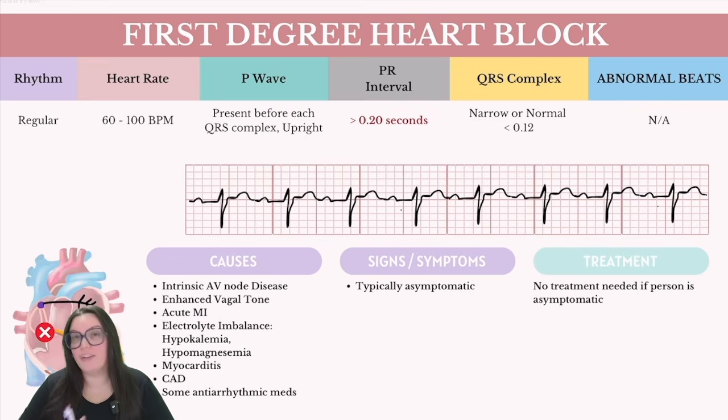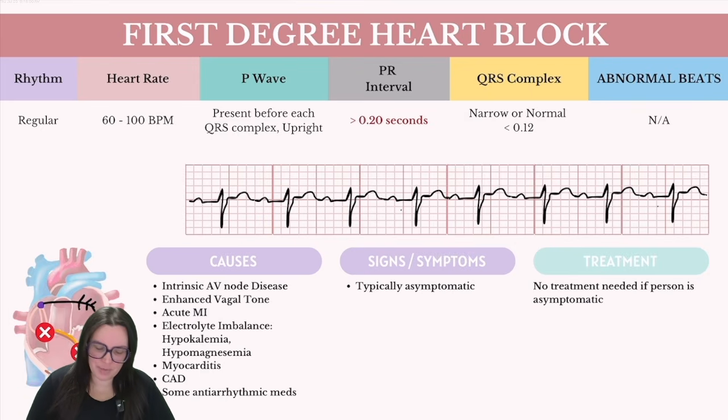Otherwise, everything's normal here. You're not going to see any drop beats. There's going to be no irregularities in this rhythm. It just happens to be that we have this elongated PR interval. With this kind of rhythm, it's the mildest form of our heart blocks. Many individuals don't even know that they have it. They can be asymptomatic, and usually it's not going to require any kind of treatment. What's interesting to note is that this can be seen in even healthy individuals, including well-trained athletes, where this might actually be a normal physiological adaptation.